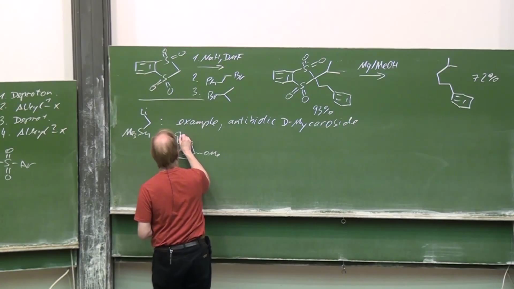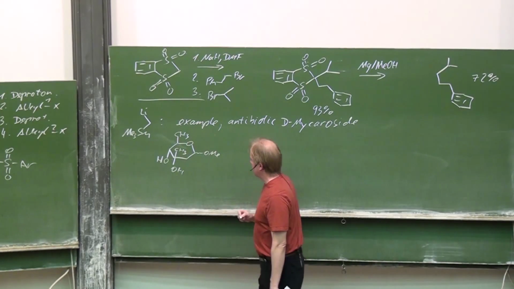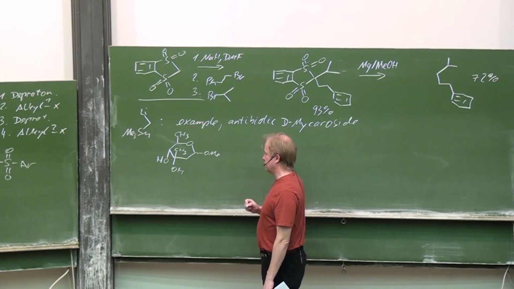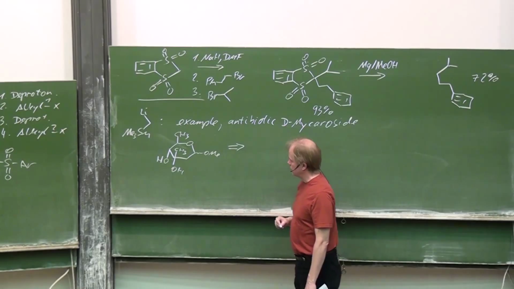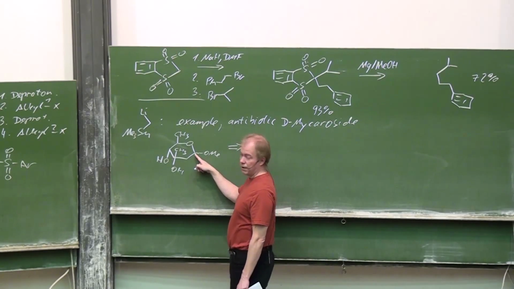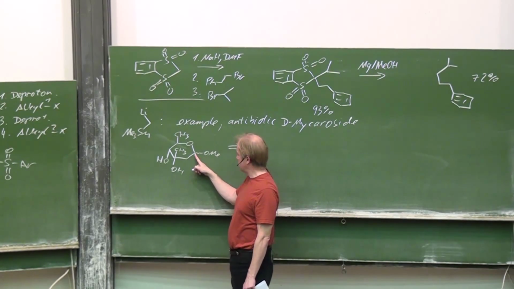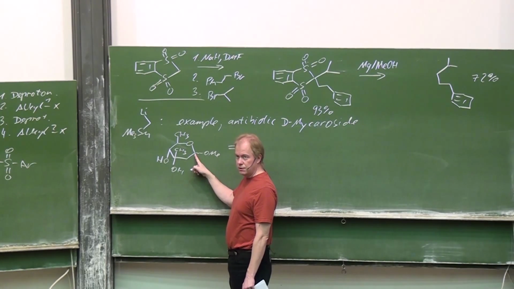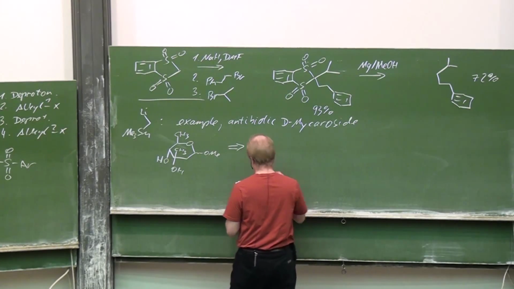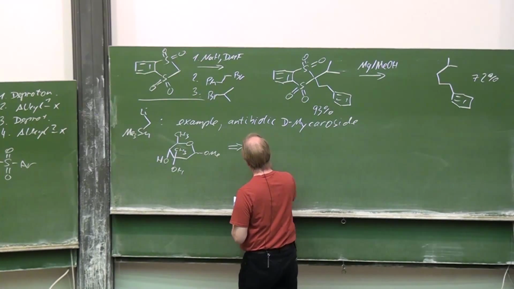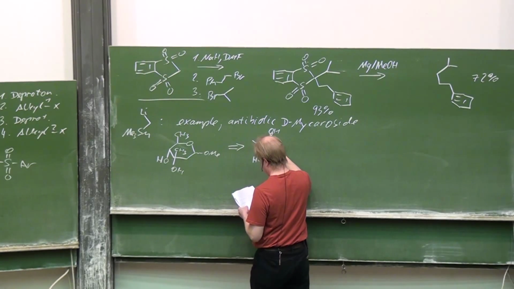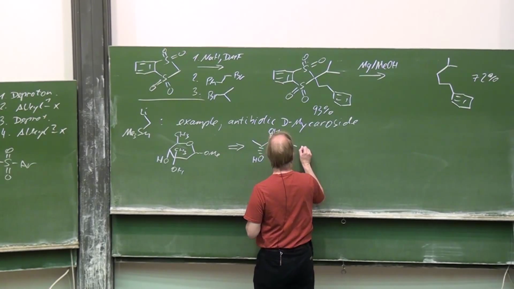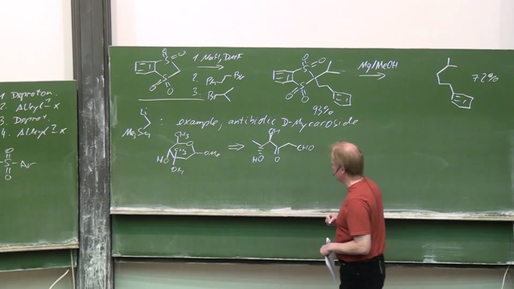So, let's analyze this retrosynthetically. Well, clearly we notice we have an acetal here. So, in a retrosynthetic analysis, we should cleave that acetal. And then we simply get to this structure.